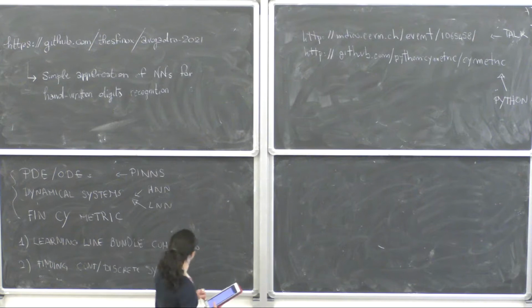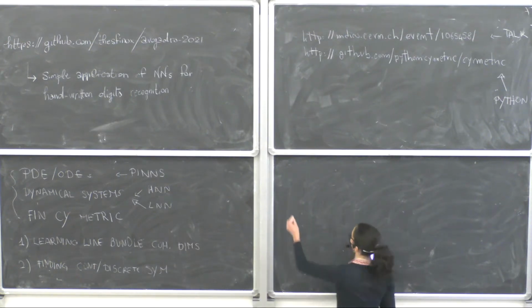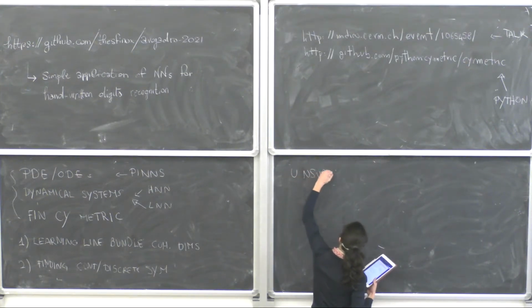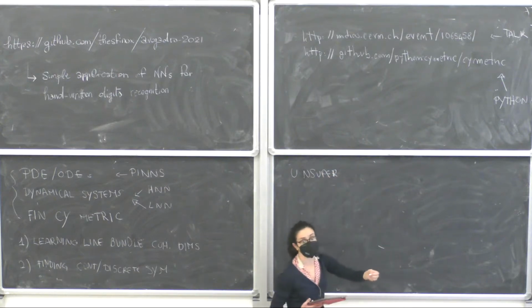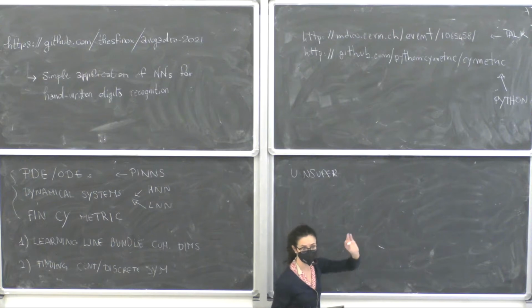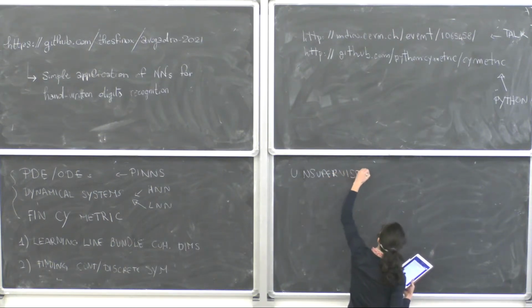So let's start with PINs, so physics-informed neural network. First thing to know is this is an unsupervised, I'm sorry for my handwriting. If it is completely obscure, I can try to write slowly. Super. So this is an unsupervised method.